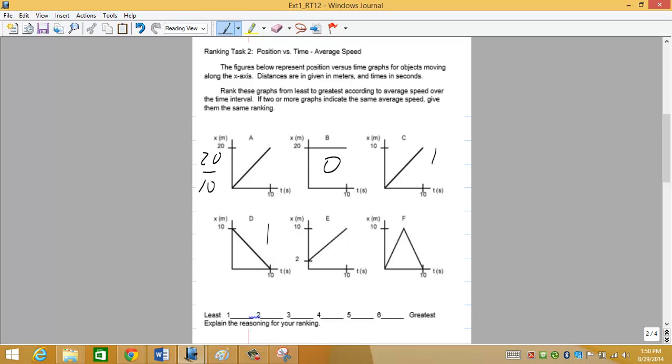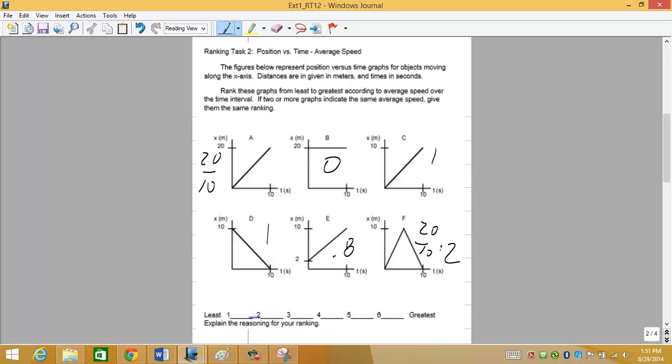E, you go a distance of 8 meters in 10 seconds. Average speed, 0.8. F, be very careful with this one. Even though you wind up where you started, you did walk, you covered ground, and therefore you have a non-zero distance. You go out 10 meters, you come back 10 meters, a total of 20 meters in 10 seconds. So your 20 meters divided by 10 seconds, again, that's going to equal 2 meters per second.